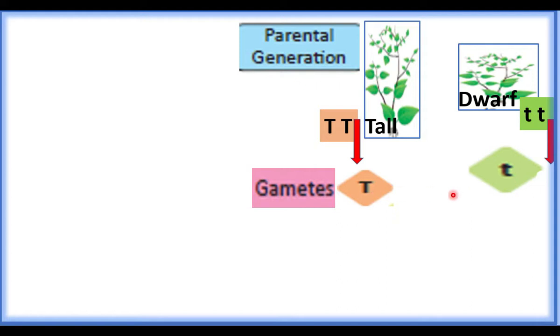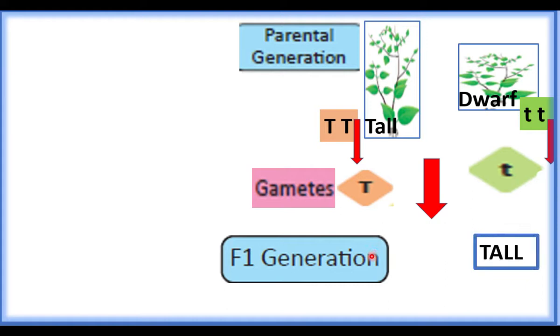After fertilization, in the F1 generation, all the plants appeared tall. The gene combination of F1 tall plants is capital T, small t. The capital T comes from one of the parents, small t comes from the other parent. So of the pair of factors, one factor comes from one parent through gametes, and the other factor comes from the other parent through gametes.